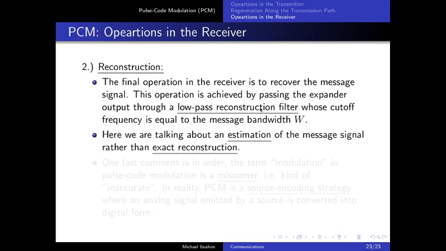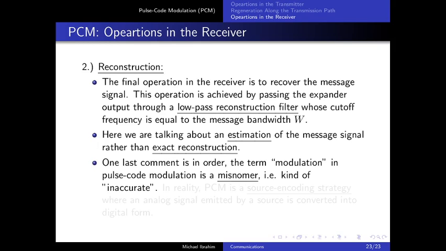And here we are talking about reconstruction of an estimate of the message rather than an exact reconstruction. Again, we do not have exact reconstruction, we have an estimation of the original message. Again, due to the many sources of error, the quantization error, noise, interference, jitter, and many more channel impairments that would affect the received signal. So it's an estimation rather than exact reconstruction.